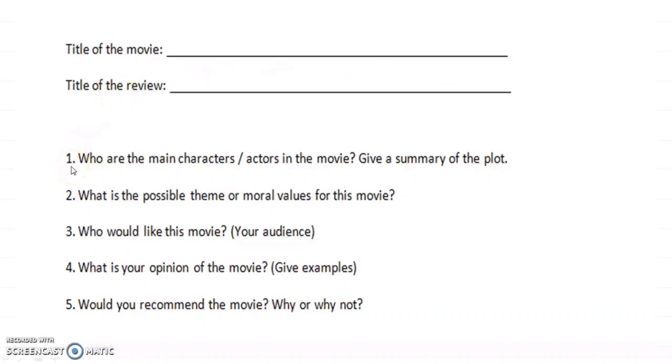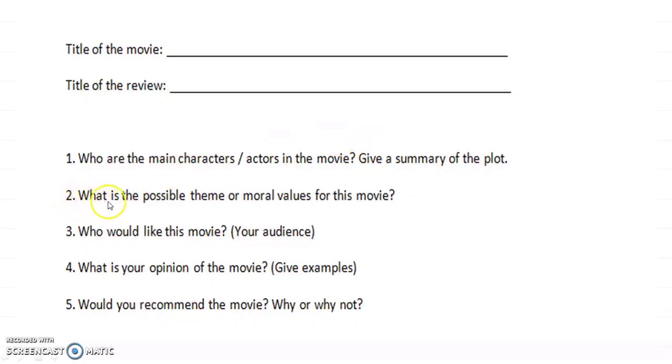So number 1, answer this question. Who are the main characters or actors in the movie? Give a summary of the plot. Write just a brief summary. It can be 2 to 3 sentences only, or it can be as much as you want. But remember, this is only the draft. Now, some might ask, teacher, can we write in points? No, please write it in sentences, because it's going to help you with writing the whole full essay.